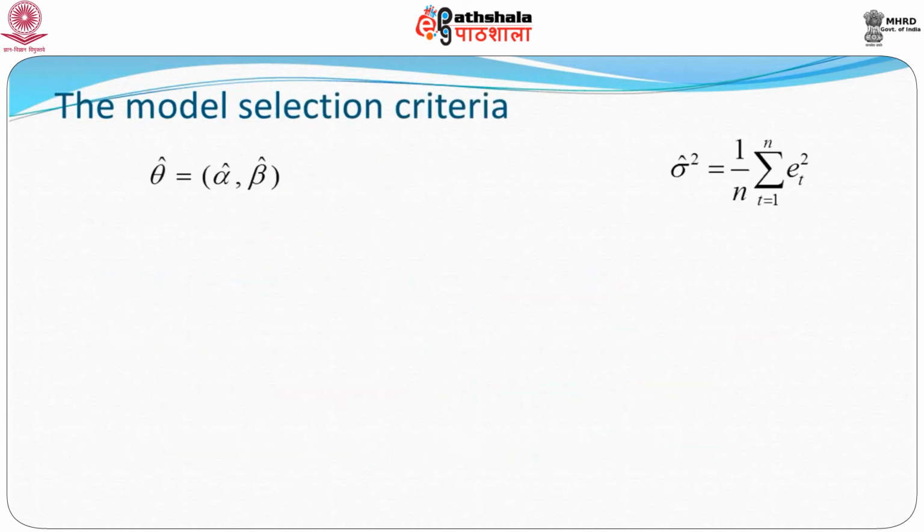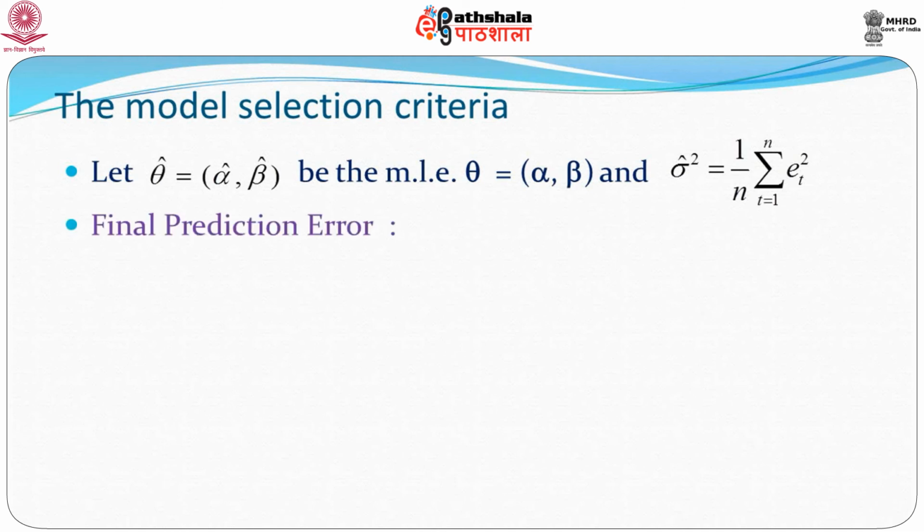Finally, the model selection criteria. Now, let theta hat be the estimates of the parameters, alpha hat, beta hat. We get this by the maximum likelihood method, and let sigma hat square be the sum of the residuals divided by n. Then we have what is referred to as the final prediction error criteria, which is the FPE, which is sigma hat square into (n plus p plus q) by (n minus p plus q).